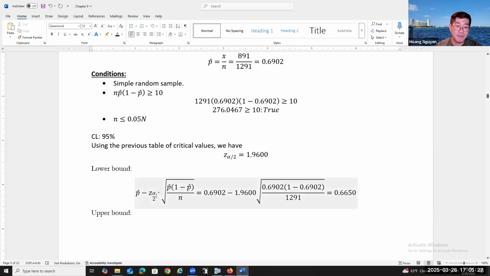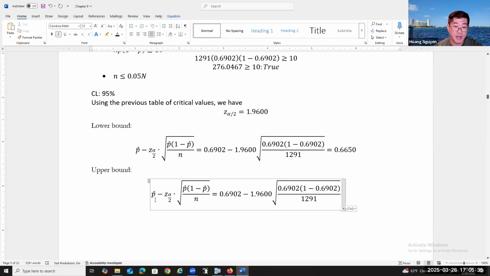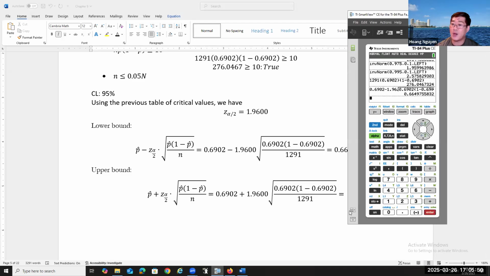Now, similar ideas, I'm going to just copy this calculation and modify it to get the answer for the upper bound. So the only thing different between the lower bound and the upper bound calculation is the point estimate plus. So we're going to take the point estimate plus the margin of error E.